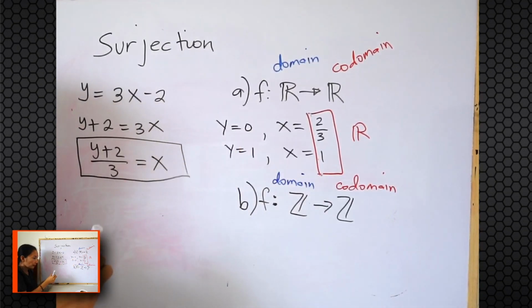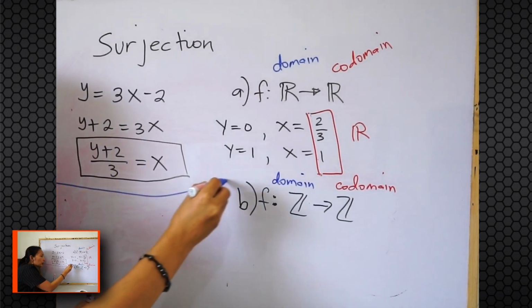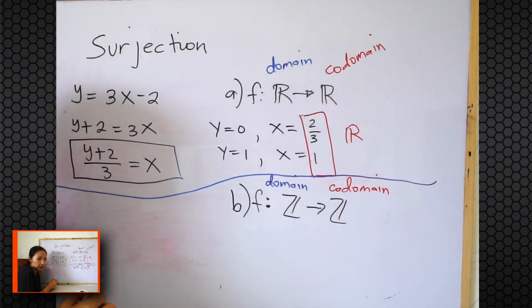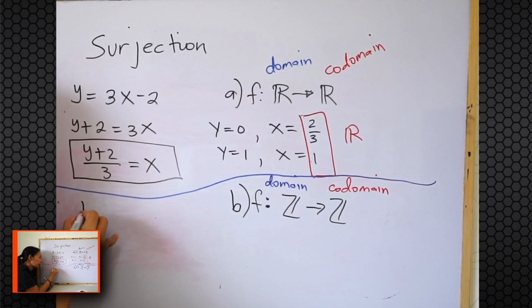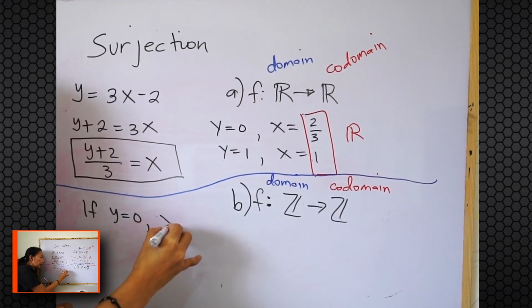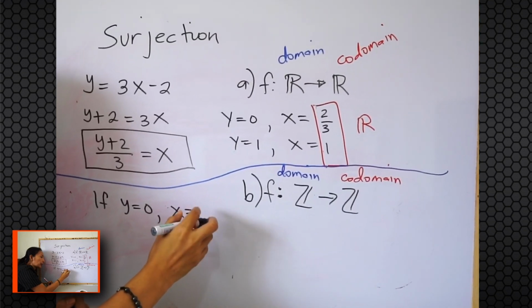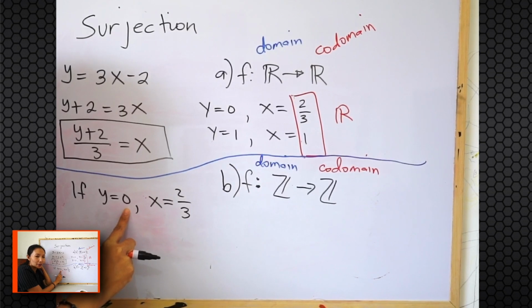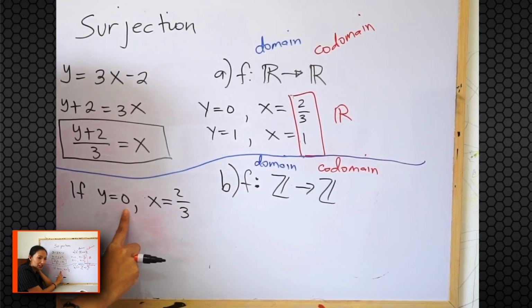Looking at this, let's separate it from the first so that you won't get confused. Here we are on the second. The first is a surjection, it is surjective. But what about the second? Looking at this, if y is equal to 0, we said a while ago that x becomes 2 over 3. 0 is a member of the set of integers.